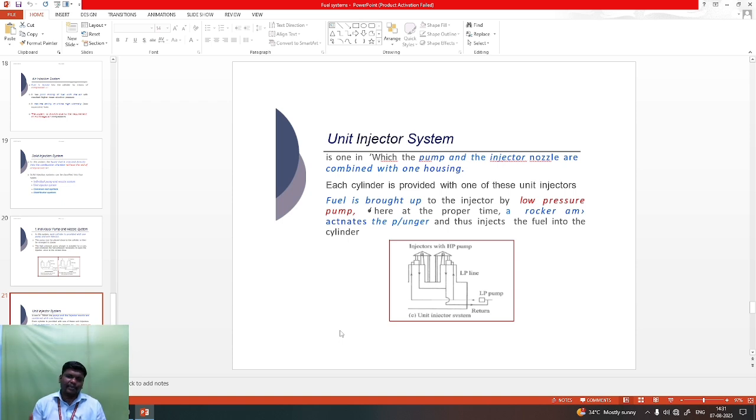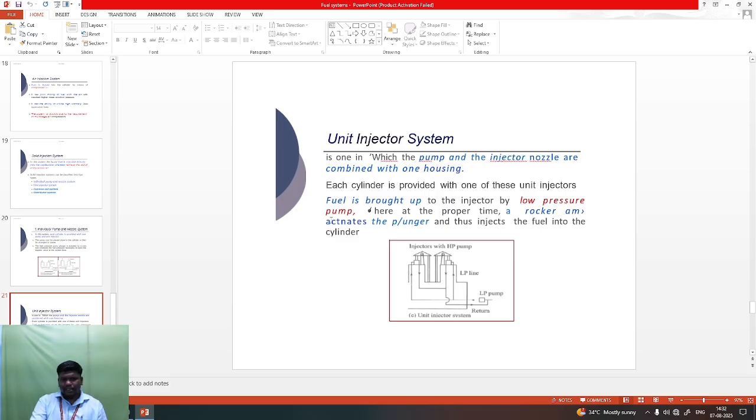For each injector, the injector pump will be attached within a single housing, because there will be a low pressure pump at the bottom level and a high pressure pump before the injectors. The low pressure pump supplies the fuel to the high pressure pump. In the injector, the high pressure pump is automatically activated and gives high pressure for spraying into the combustion chambers or intake manifolds.